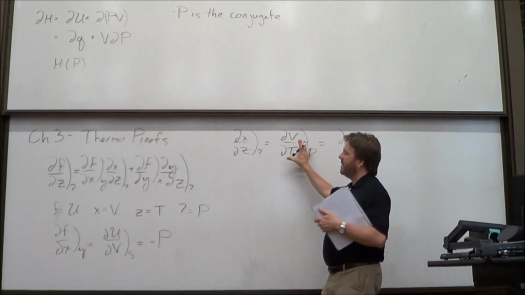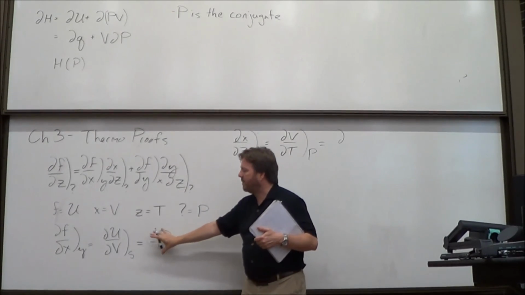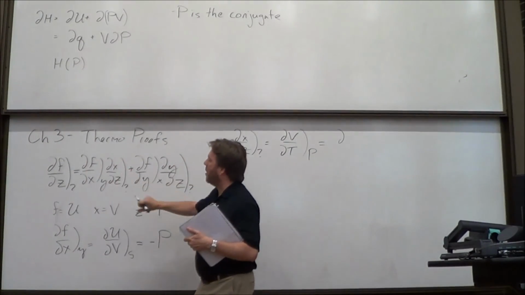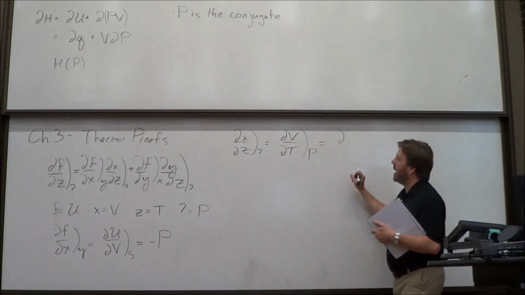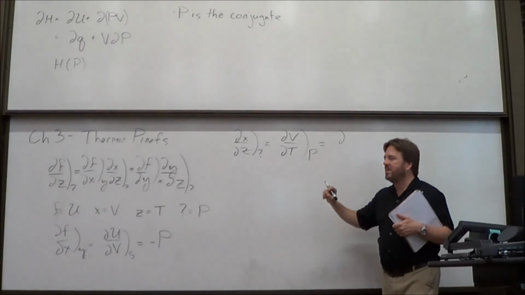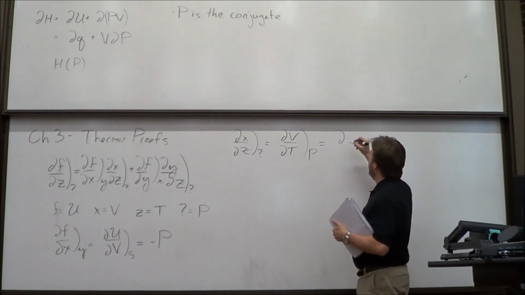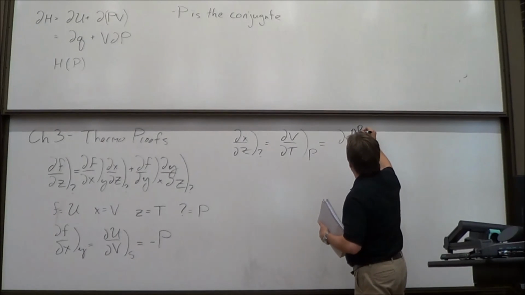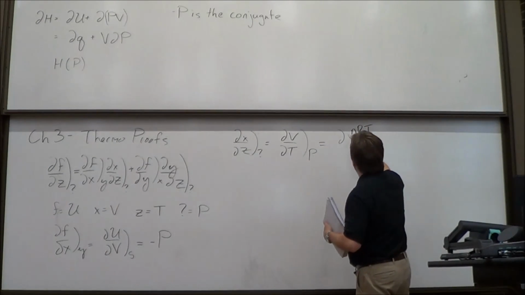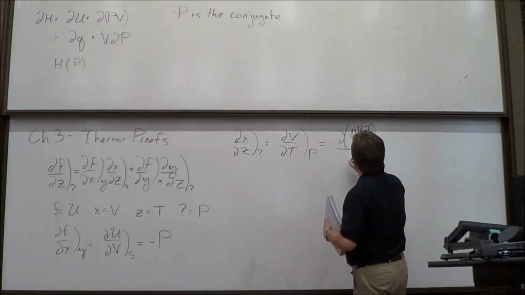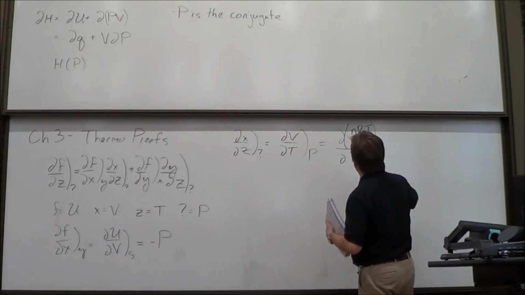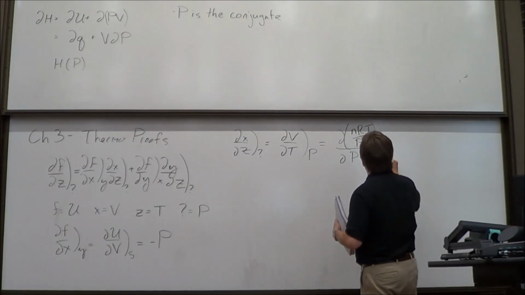You have to get this. If you don't, you're only getting half credit, because you got this part; you've got to get this part for full credit. The question said, RT over P. Yes, RT over P, nRT over P, dP, and this is actually a constant P.